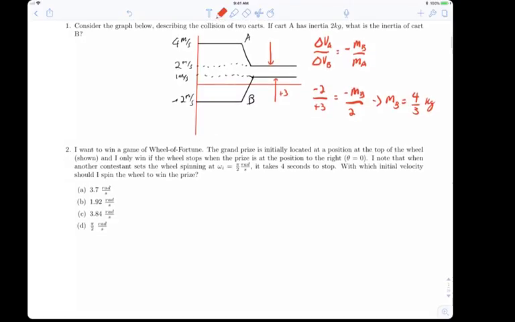I want to go into a game of Wheel of Fortune. The grand prize is located at position of the top of the wheel shown. I forgot to show the wheel. Oh, so it's there. Prize. I win if the wheel stops when the prize is in the position on the right. Win.